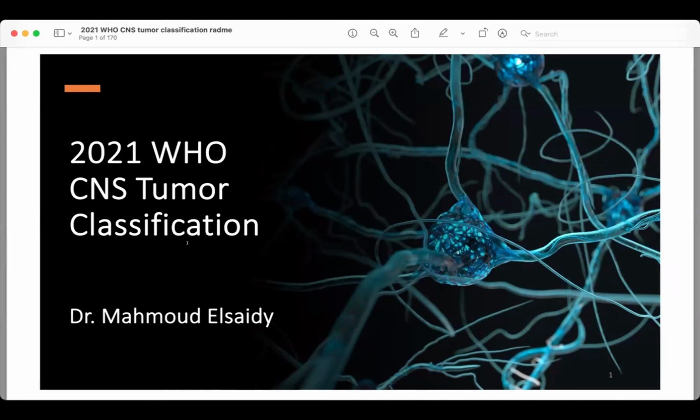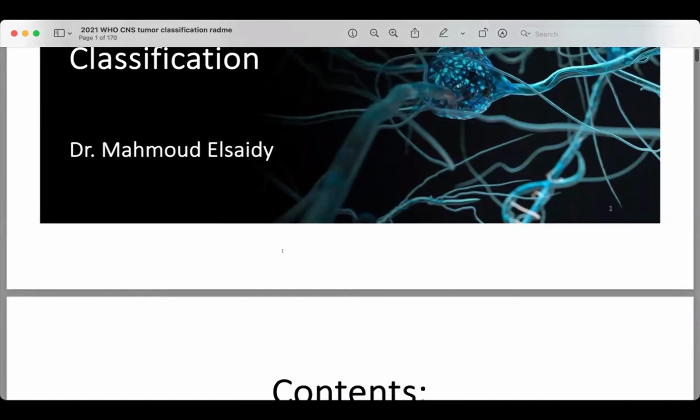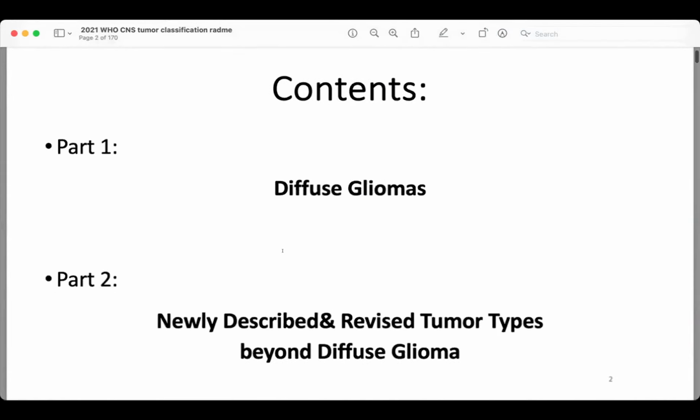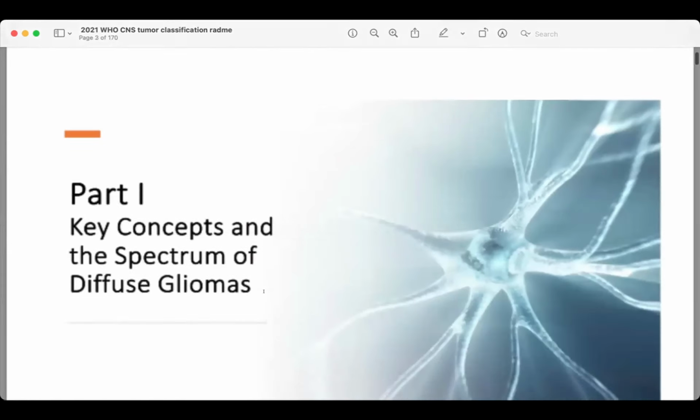Let's start with the final talk. We will have a brief talk about the updates in the CNS tumor classification. Let's go directly to the lecture. We have two parts. We will give only the first part today about the diffuse gliomas in the brain, in the adult and in the pediatric age group also. The second part will be about the rest of the CNS tumors other than the gliomas.